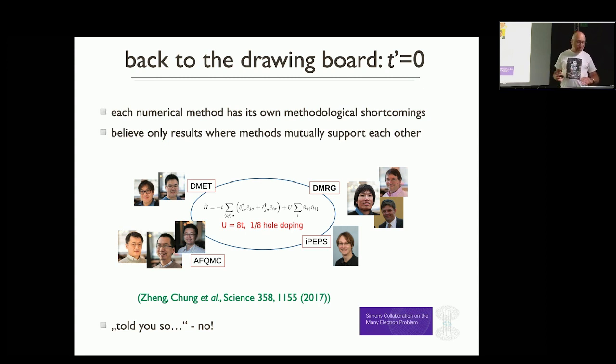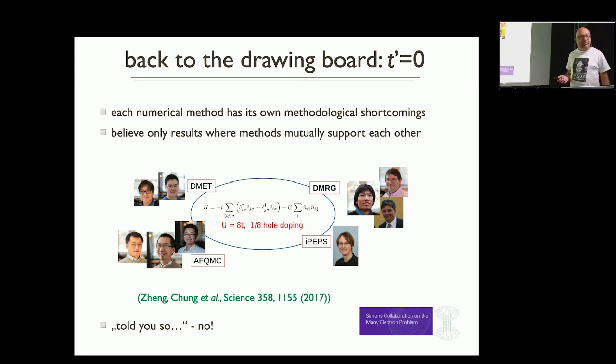Without going into the details now, perhaps in further slides, it has to be clearly stated that each numerical method, including your pet method, has its own shortcomings. And so it was an idea which was mainly advertised by the Simons collaboration on the many electron problem, that we should get away from everyone doing his own little method, and try to put these methods together and really only believe results where the methods mutually support each other. So they all have problems, but these are different problems. So if they happen to agree on something, the likelihood that the result is correct is pretty high.